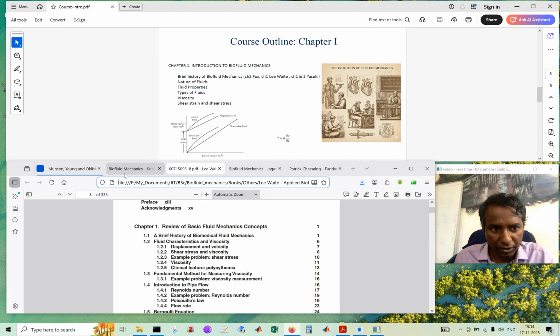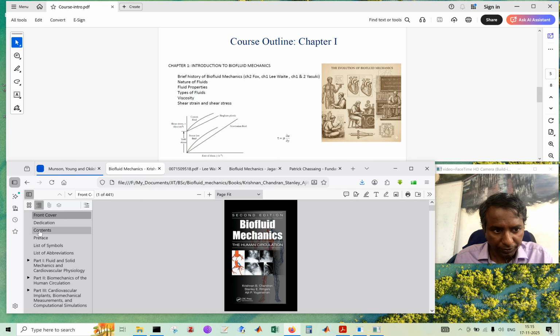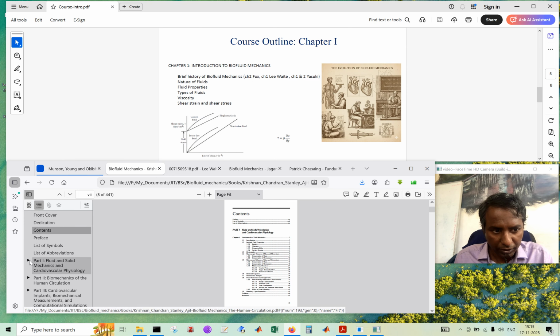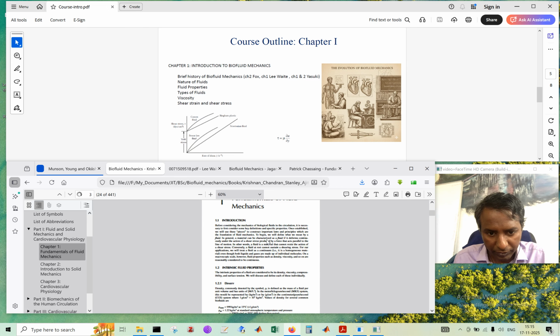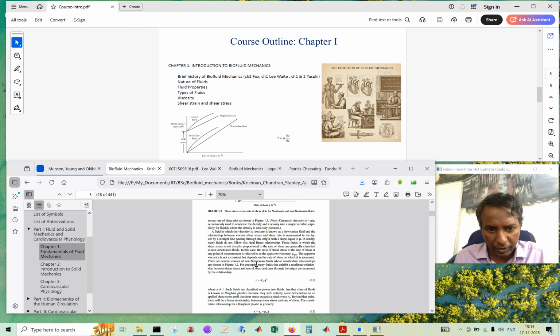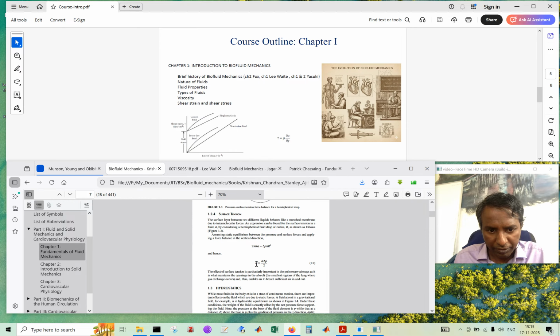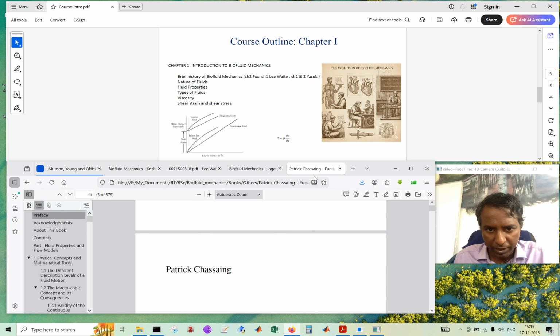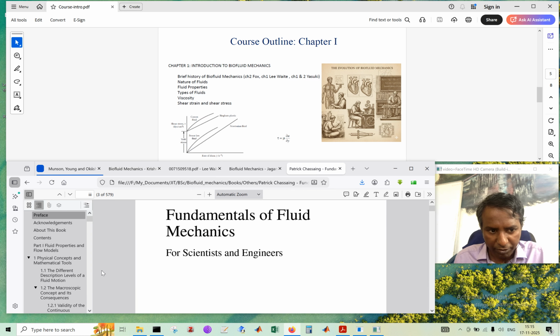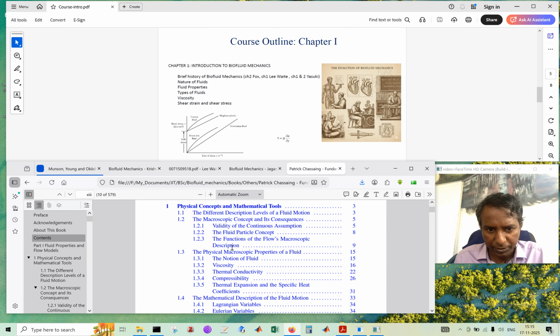The book to refer to would be Krishnan. Here we talk about the basic properties of fluids, and surface tension, viscosity, density, all these properties will fall here. This book is also good. This is by Patrick Casey, Fundamental Fluid Mechanics. Here it will be very general. It's not specifically for biofluids, it's general for all fluids.